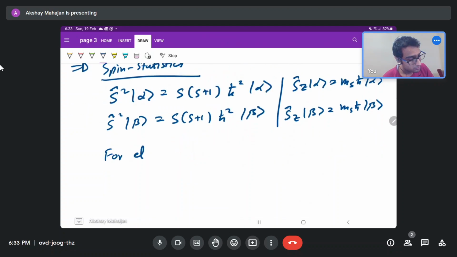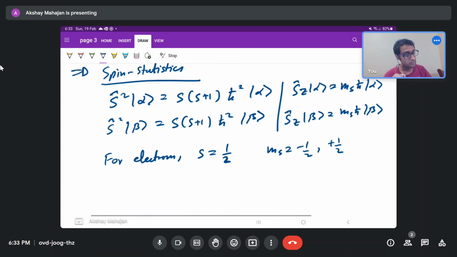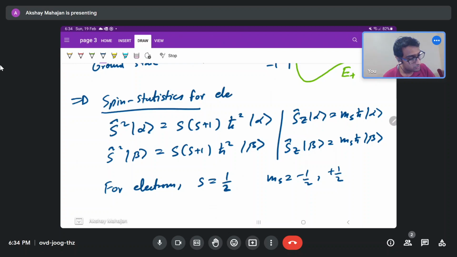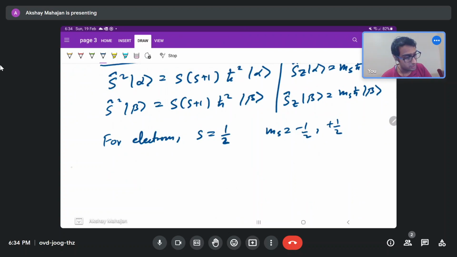Now for electrons, S is equal to half, because these are half spin particles. So S equals half, and our ms comes as minus half and plus half, because ms will be from minus S to plus S. Alright, so this is for the electrons. Just for electrons. Okay, now we have to consider two electrons.